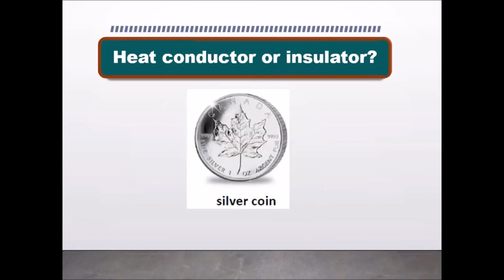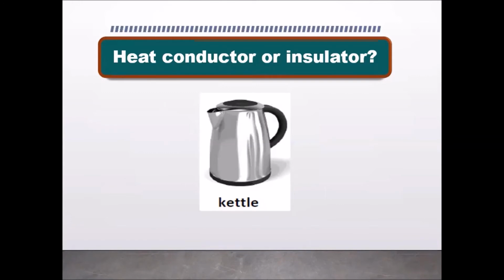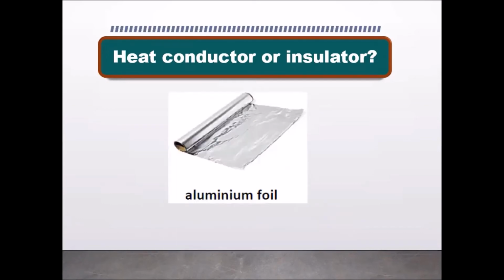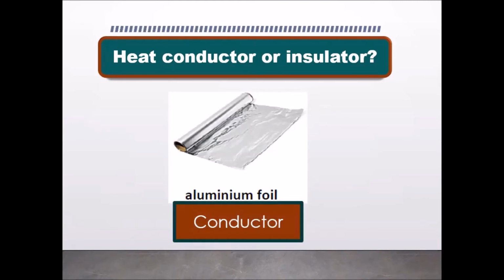Silver coin. If you left some silver coins, for example, in the car in the sun, you will find them hot. So does this mean it is heat conducting or insulating? Heat conductor. Yes. What about the kettle? If you tried one day, and please don't do it, to touch the kettle with your hands, okay? If you want to do it, just do it quickly. You will find the kettle is very hot. That's why it will be a heat conductor. What about the aluminum foil? It will be what? Conductor also.